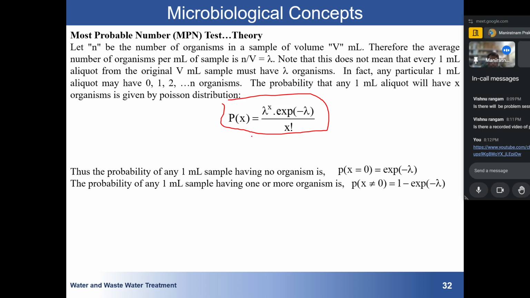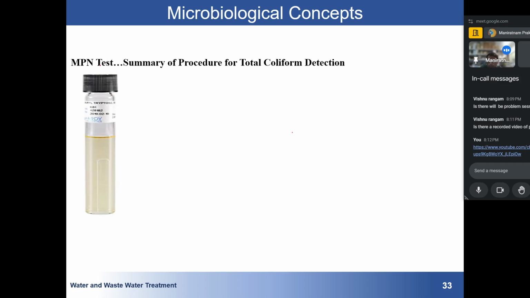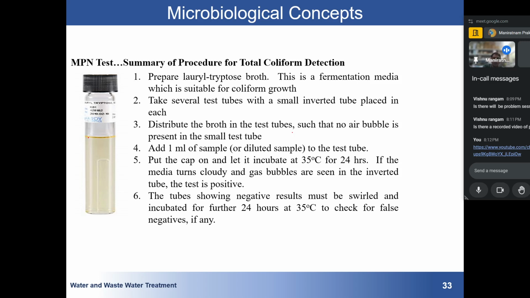This is how this MPN theory is defined. There are different methods to solve it. So, a summary of how this experiment is performed: once you have done dilution of each and every sample, we prepare one broth. This is the fermentation media. Now suppose this tube, this sample.